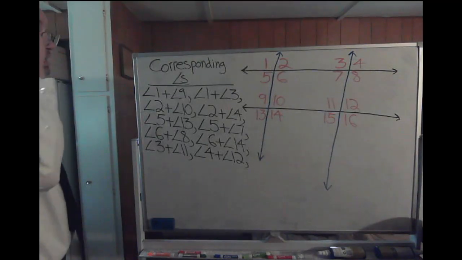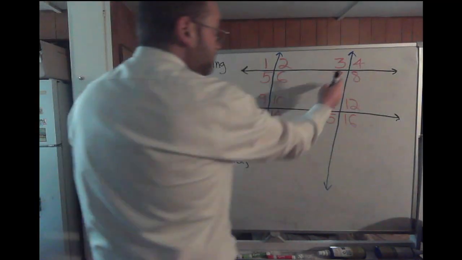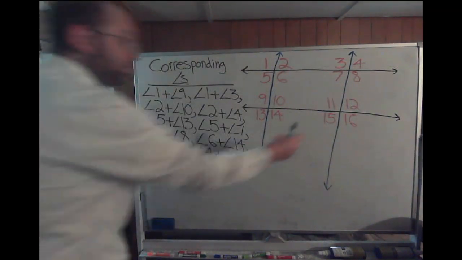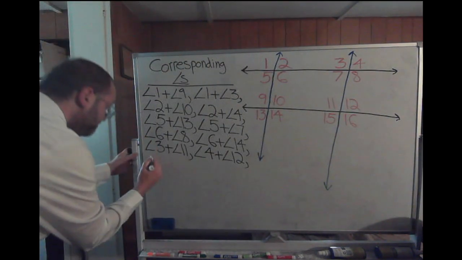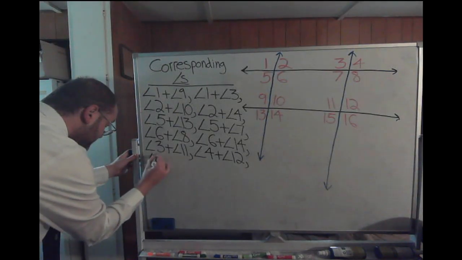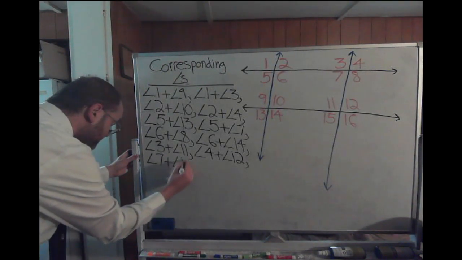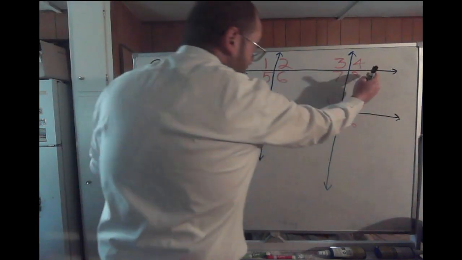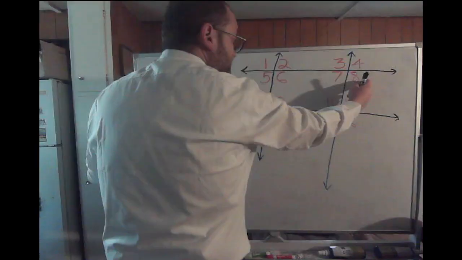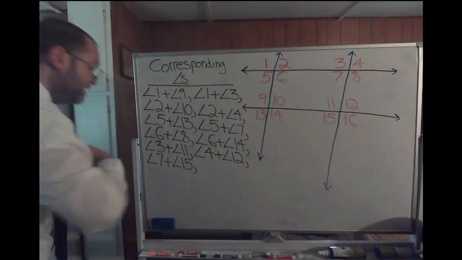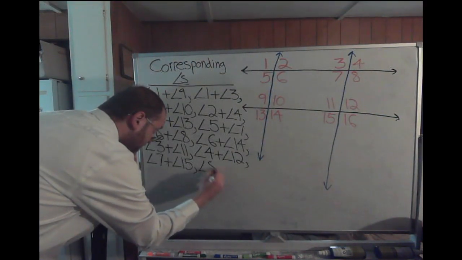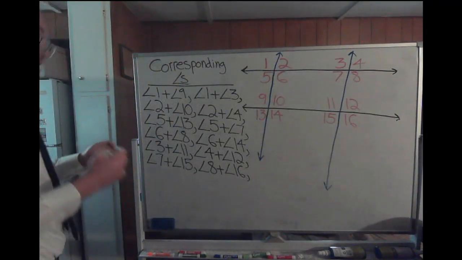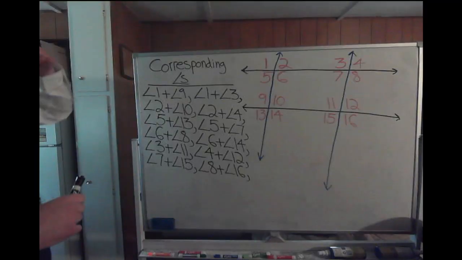Okay. Now we have angle 7's in the bottom left of this intersection. Well, so is angle 15. It's in the bottom left of that intersection. So angles 7 and 15 would be corresponding angles. Then we have angle 8's in the bottom right of this intersection. Well, angle 16's in the bottom right of that intersection. So angles 8 and 16 are corresponding angles. Alright, we shouldn't have too much more.